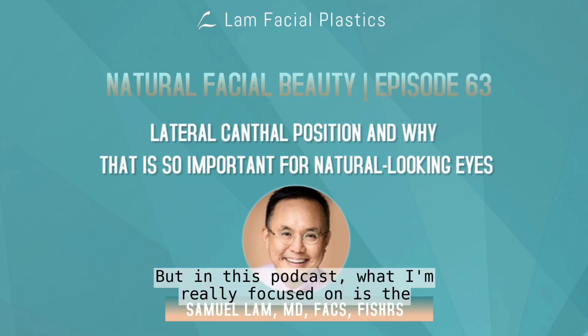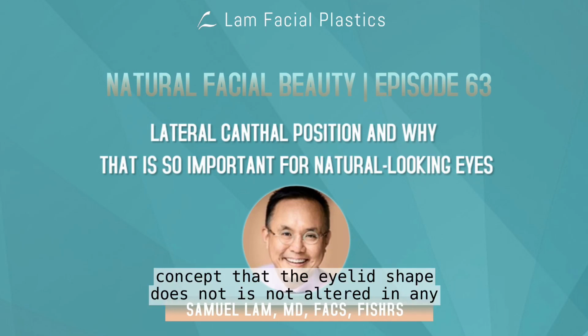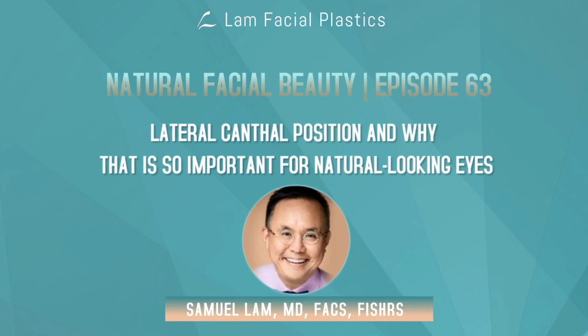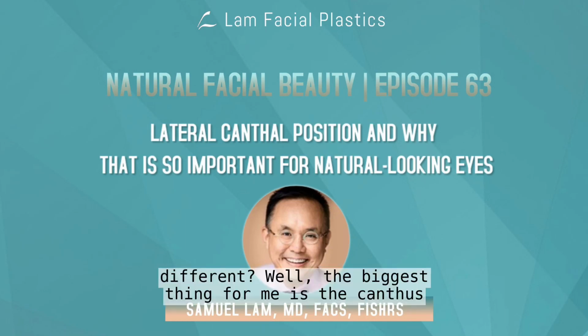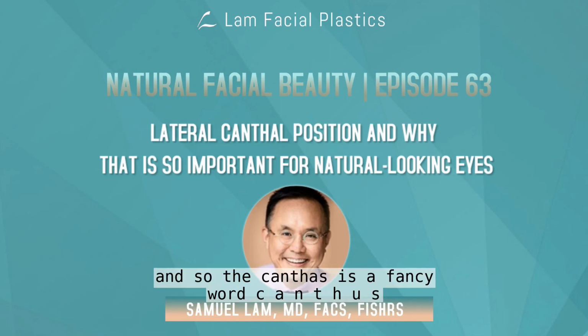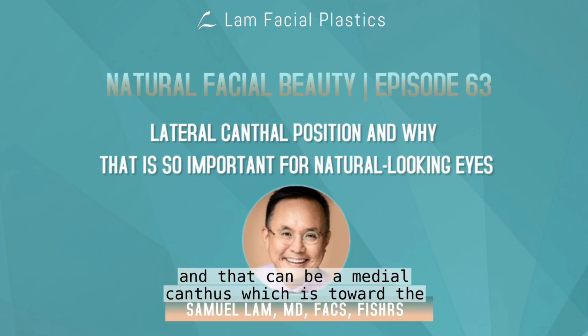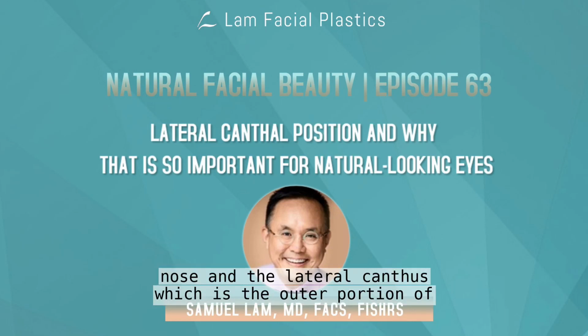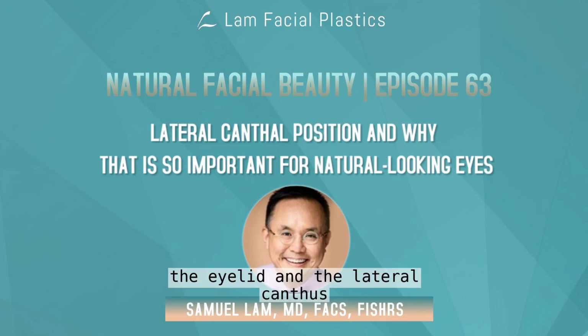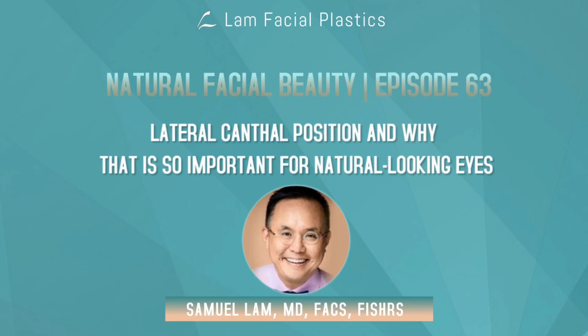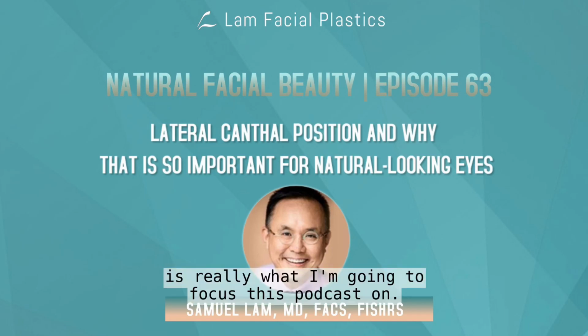But in this podcast, what I'm really focused on is the concept that the eyelid shape is not altered in any way. What makes an eyelid shape different? Well, the biggest thing for me is the canthus. The canthus, C-A-N-T-H-U-S, describes the joining of the upper and lower eyelids. That can be a medial canthus, which is toward the nose, and the lateral canthus, which is the outer portion of the eyelid. And the lateral canthus is really what I'm going to focus this podcast on.